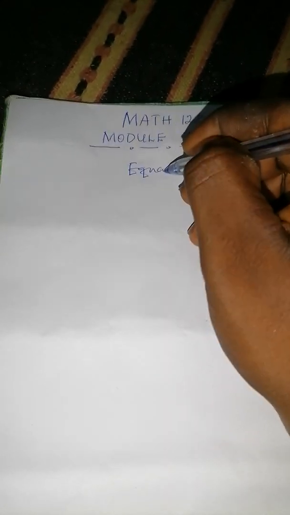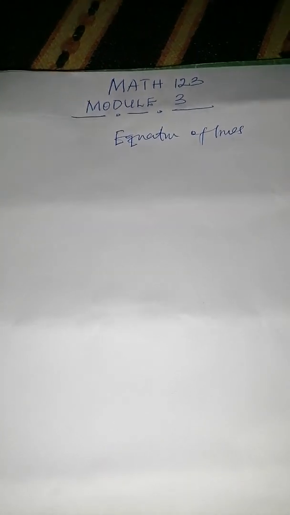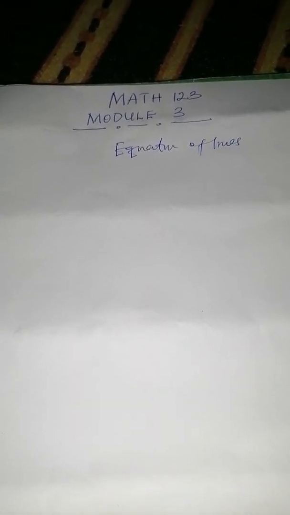So today I decided to make a video to discuss the brief idea behind Model 3 right now. Model 3 is all about finding the equation of lines. That's what Model 3 is about. So we are looking at the general concept of lines per se, right?